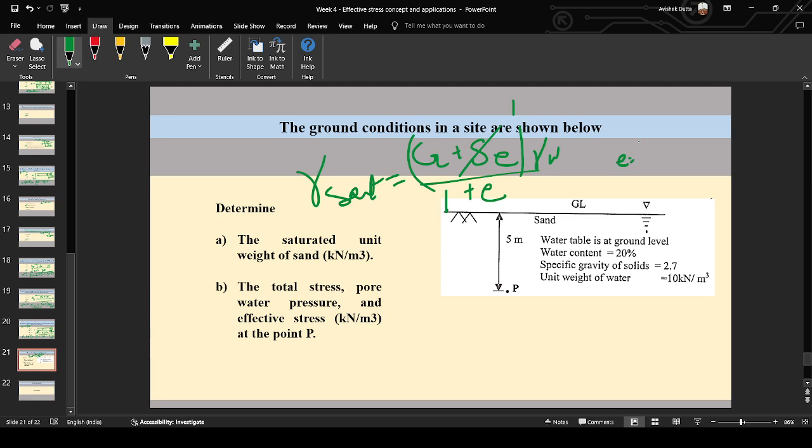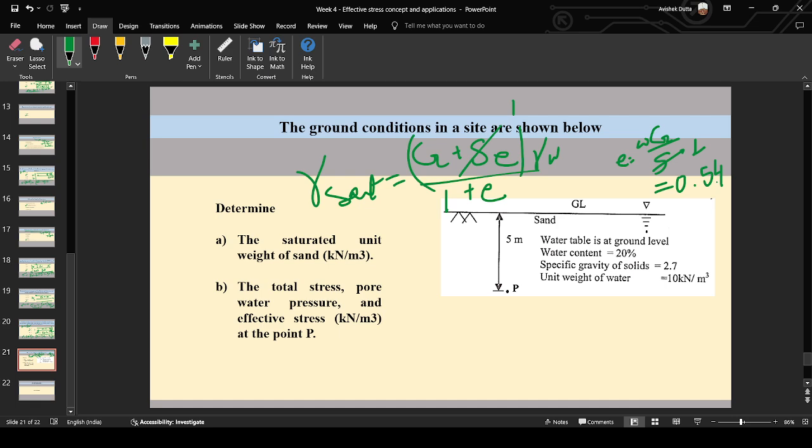E equals W, the moisture content, into G divided by S, and S is again equal to 1. W is the moisture content, 20%, so it is 0.2. G is 2.7. So 0.2 into 2.7 is 0.54. The value of E is 0.54. Putting the value of E over here, G is 2.7 and gamma W is 10.